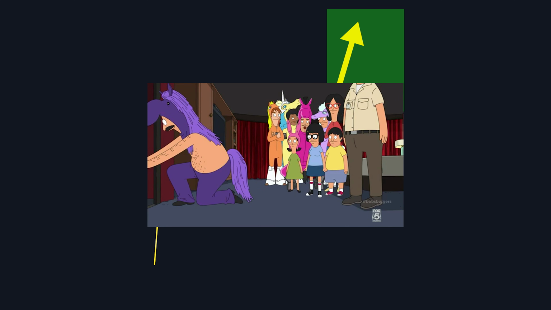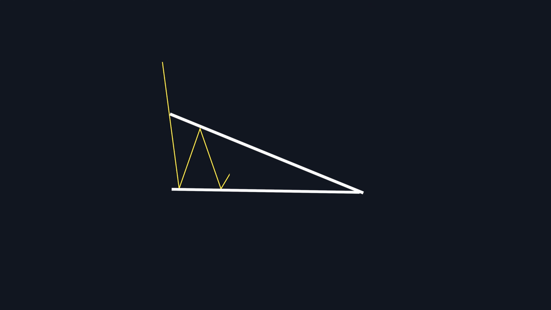Well, that was actually easy. Same thing goes with descending triangles. Just measure the size of the triangle, place that measurement where price breaks downwards, that's where you place your take profit if you wanted to short.